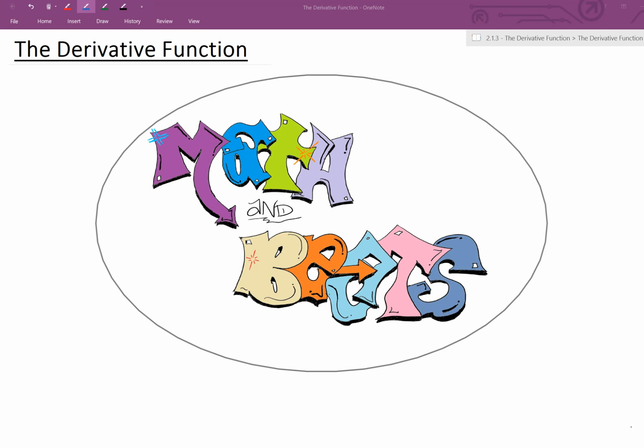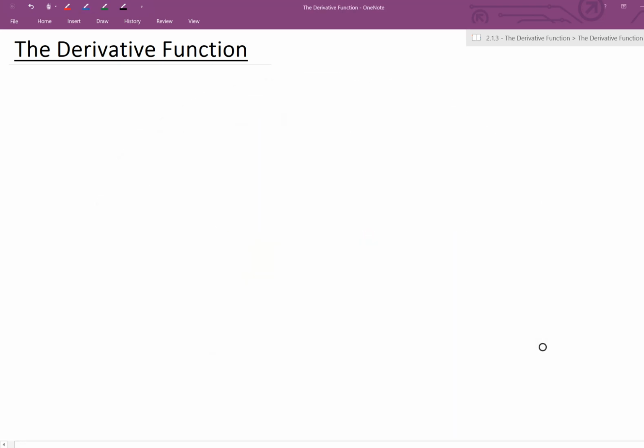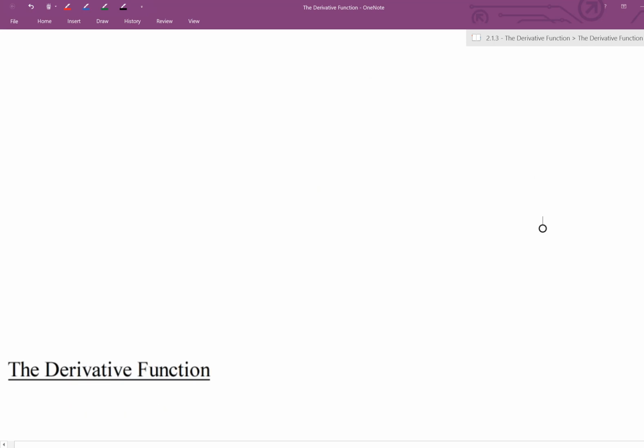In this video, we are going to introduce the derivative function conceptually, and that means we've got to get started here. So let's go ahead and take a look at what we're getting into.